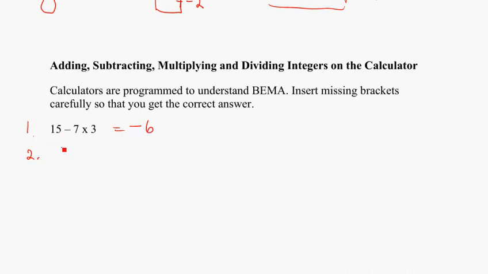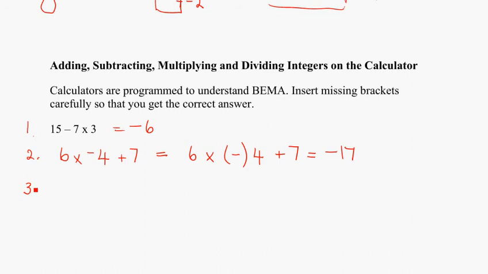Let's try this one. 6 times negative 4 plus 7. Key it in as you see it. So go 6 times, now the negative, you've got a key on your calculator like that. That turns positive numbers into negative numbers. So use that to key in your negative numbers. Negative 4 plus 7. So quite easy, and you should get negative 17. Have a go.